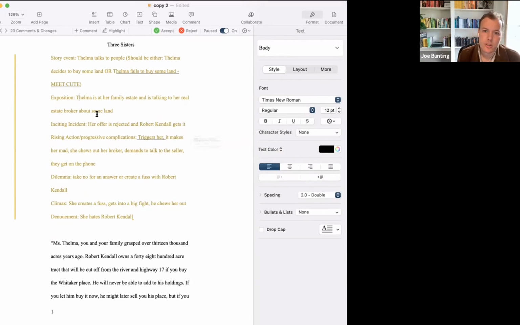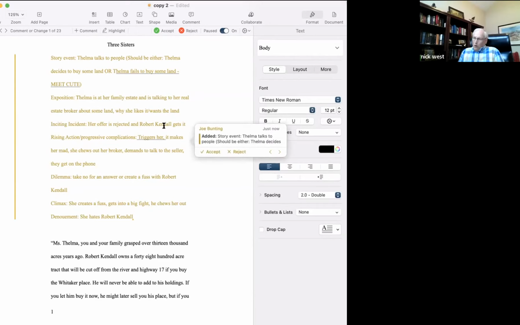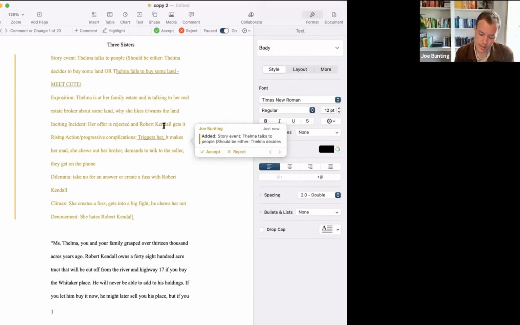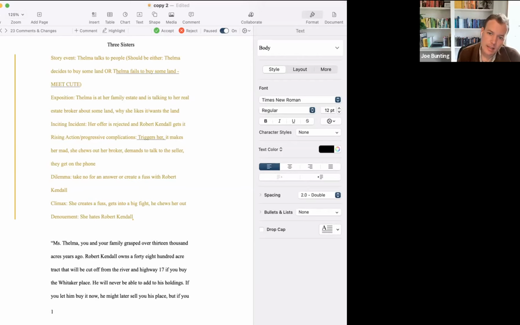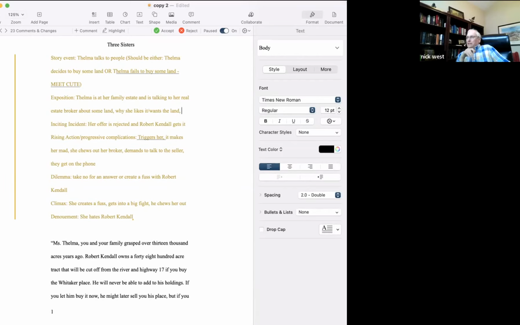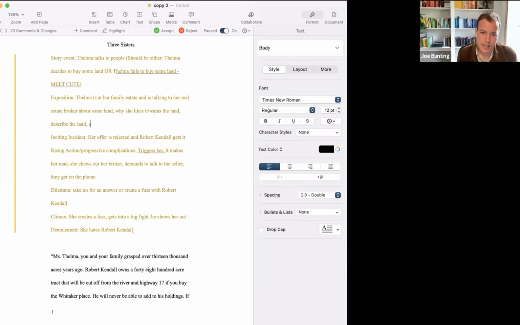All right. So she's at her family estate. She's talking to a broker about this land that she bought. You should talk about why she likes it, right? Why she wants the land. She wants the land because she knows Robert wants it. She has two reasons. That way she locks him in, where his land cannot be attached to another piece of property. You just have to describe the land and talk about its qualities or lack thereof.